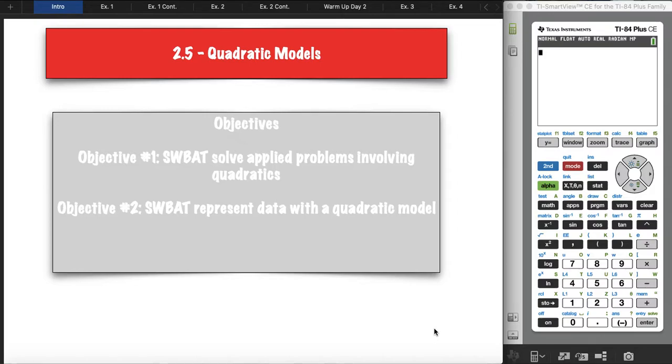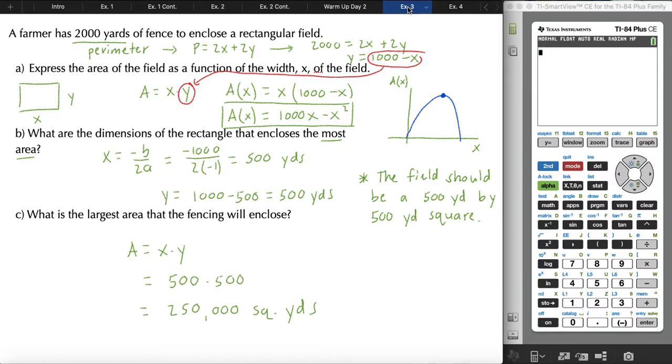Video number 2 for section 2.5. We're going to continue looking at some applications of our quadratic functions, okay? And for this particular video, when we get to our second example, you're going to need your graphing calculator because we're going to be modeling a data set with a quadratic function, okay? So we're looking at examples 3 and 4 today from your notes.